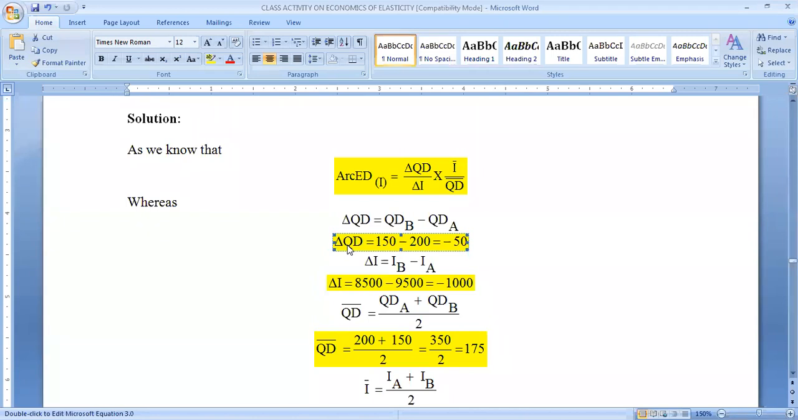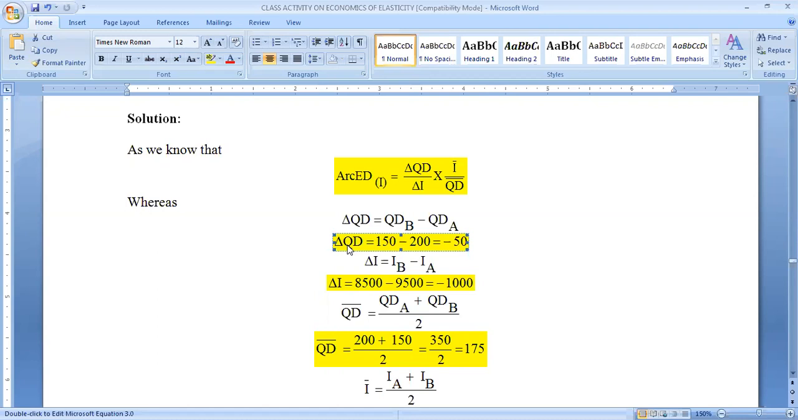Income at point B is given as 8500 and income at point A is given as 9500. So the difference is 8500 minus 9500, which equals minus 1000. So delta I, the second component of the formula, is found to be minus 1000.